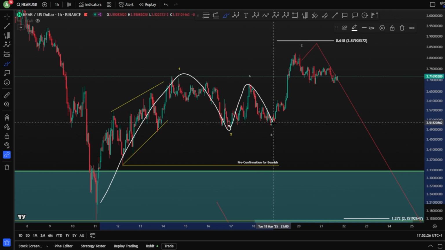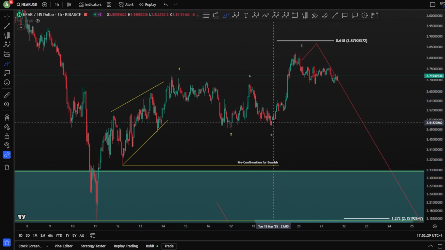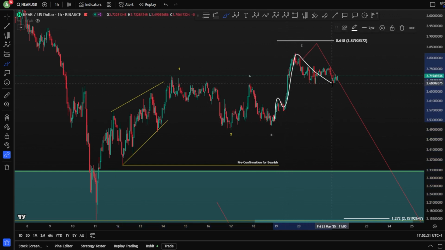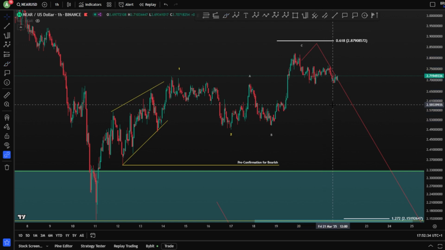Potentially, we are looking here for A, B, and a C. Maybe your wave C is not finished as 1, 2, 3, 4, and a 5.